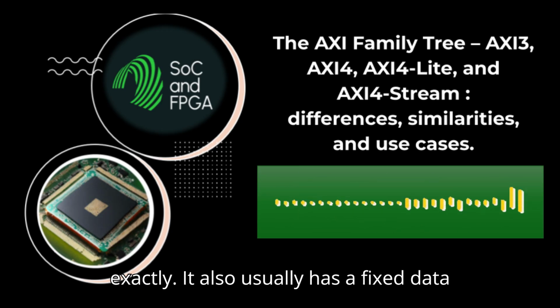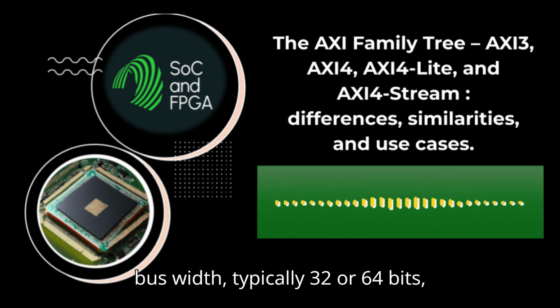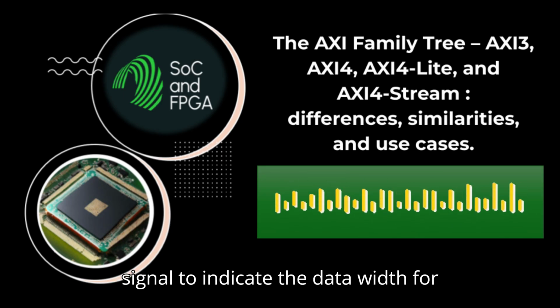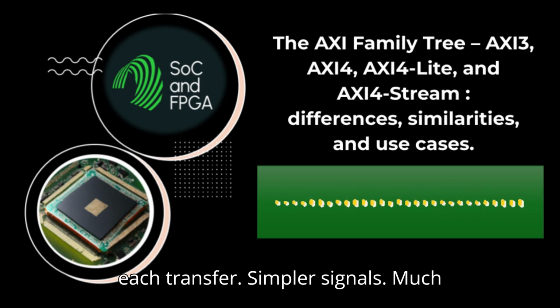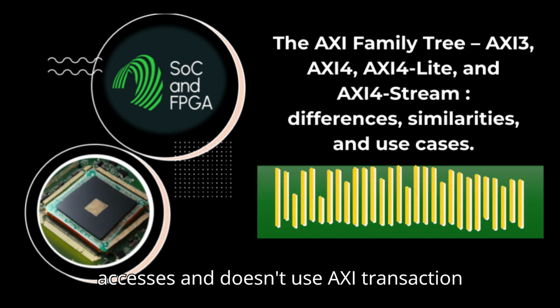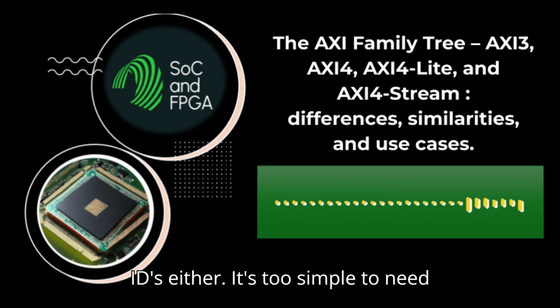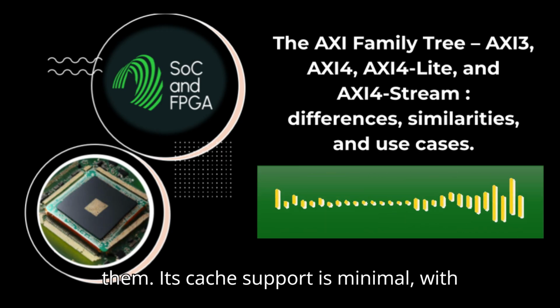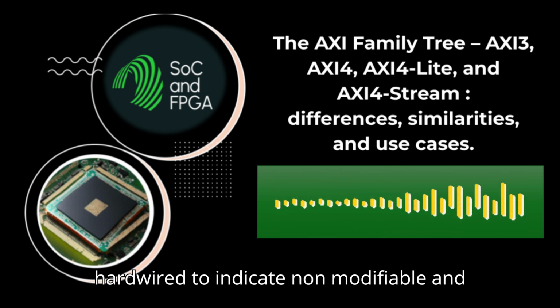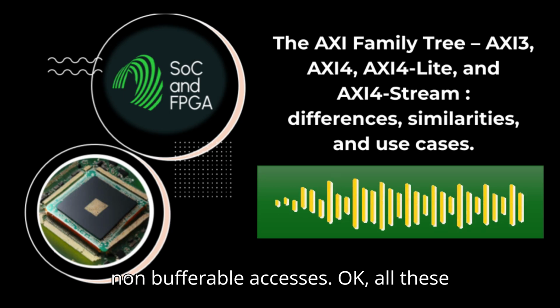It also usually has a fixed data bus width, typically 32 or 64 bits, which means there's no need for an AXI signal to indicate the data width for each transfer. Simpler signals. Much simpler. It doesn't support exclusive accesses and doesn't use AXI transaction IDs either. It's too simple to need them. Its cache support is minimal, with the AXCACHE signals typically just hardwired to indicate non-modifiable and non-bufferable accesses.